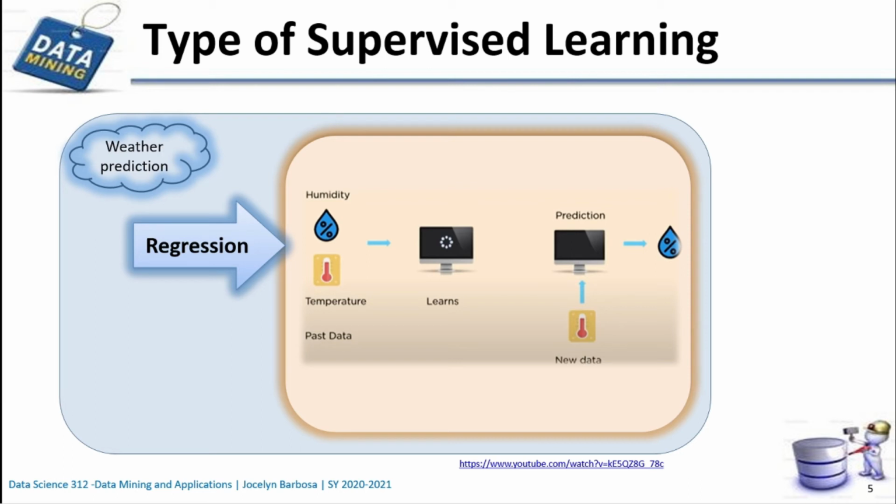So when these data are fed to the regression model, it will understand the relation between these two variables, and after the machine has learned and created a model, it can then predict the humidity based on the given temperature that is our new data. So that's how regression works.